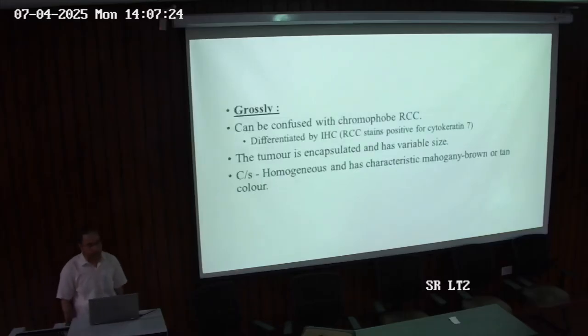Grossly the tumor can be confused with chromophobe RCC. So on diagnosis there is confusion whether this is oncocytoma or chromophobe RCC. This is differentiated by IHC marker. Chromophobe RCC is positive for CK7, cytokeratin 7. This tumor is well encapsulated and of variable size. On cross section, it is homogeneous and characteristically mahogany brown in color. So a mahogany brown colored tumor is oncocytoma.